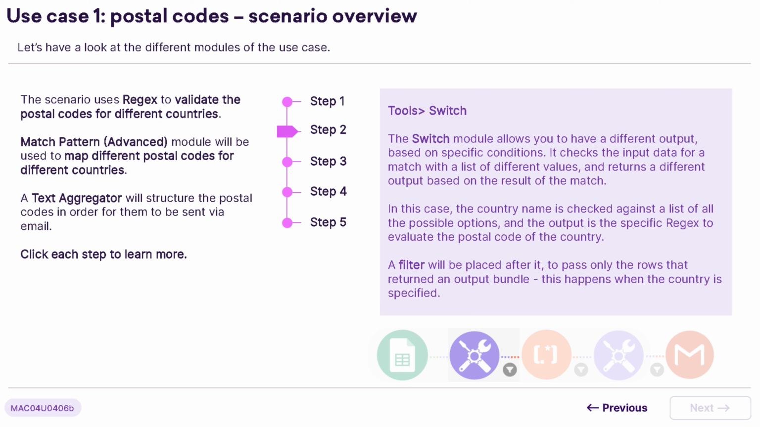This happens when a valid country name is specified, allowing us to focus on data that's structured correctly. In essence, the switch module acts as a sophisticated traffic controller, directing each postal code query down the correct path for validation, while the filter ensures we only process accurate results. This method not only streamlines the validation process, but also sets the stage for efficient data handling and organization.